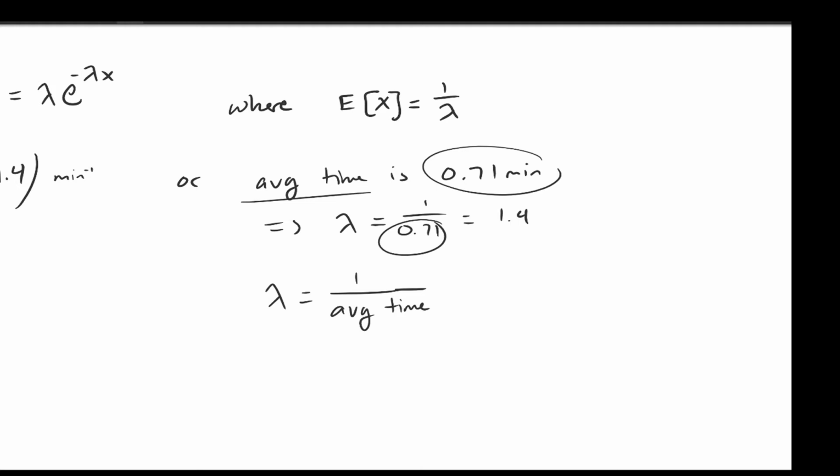Does that kind of clear up anything, Eric and Josh? I know that was kind of related to both of your questions. So lambda is 1 over the average. Okay, sweet.